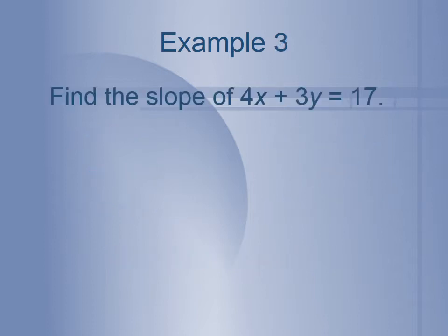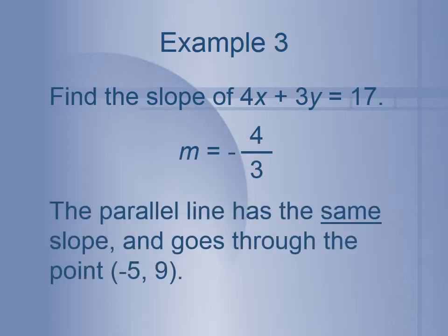All right, let's do another example. It says find the slope of 4x plus 3y equals 17. So the first thing we want to do is subtract 4x from both sides, and then divide everything by 3. So our slope is -4/3. So the parallel line has the same slope and goes to the point (-5, 9).